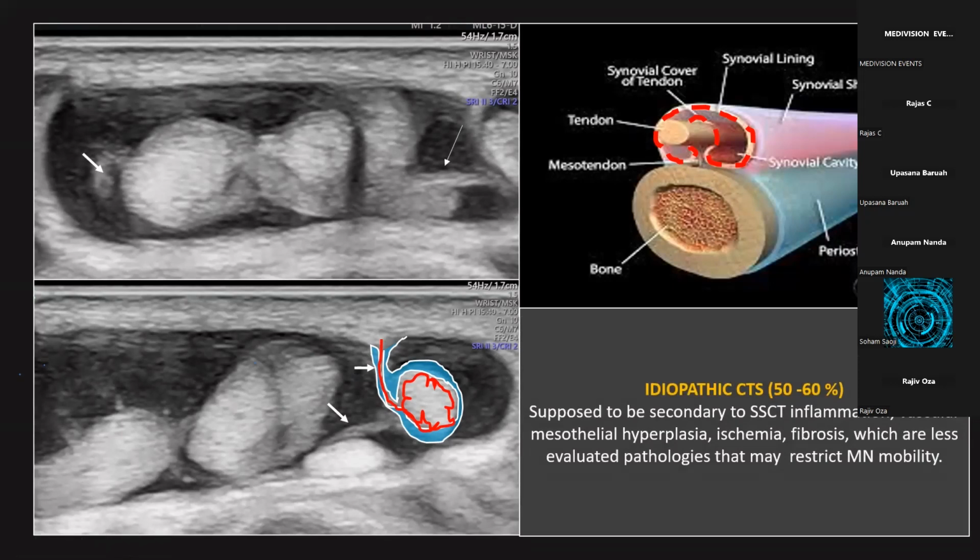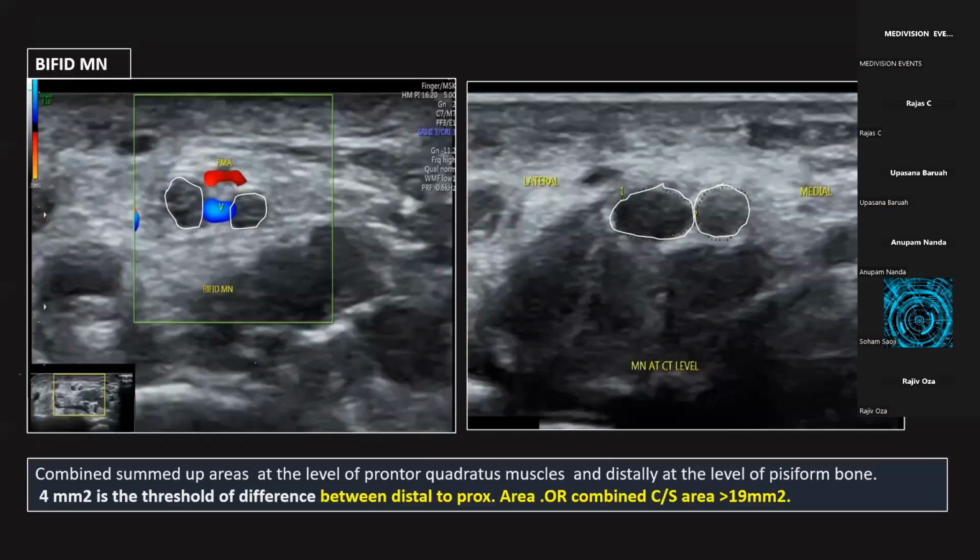In fact, 50 to 60% of carpal tunnel syndrome cases are still said to be idiopathic, and it is suggested that possibly these cases are secondary to subsynovial connective tissue inflammation. There may be vascular mesothelial hyperplasia, ischemia, fibrosis, with less evaluated pathologies, and these pathologies can definitely restrict the median nerve mobility within the tunnel.